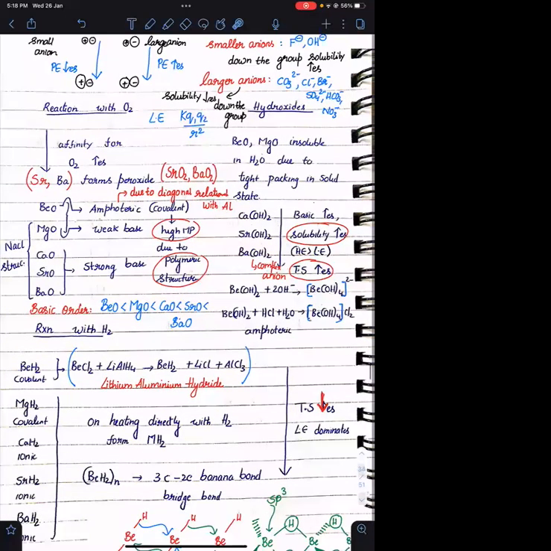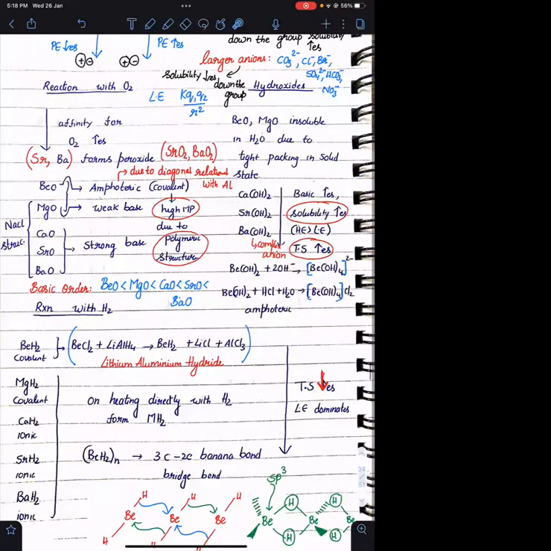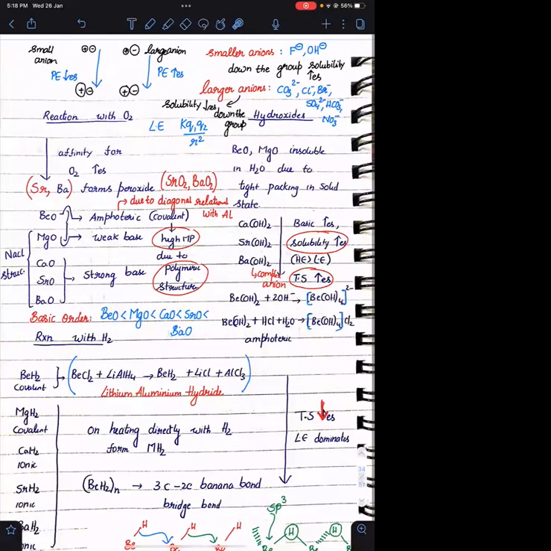Hydroxides: beryllium oxide and magnesium oxide are not readily soluble in water. As a result, they won't form hydroxides easily. That is because of their strong packing in the solid state. All the others can easily form hydroxide, and down the group, the basic strength increases because of the increase in metallic nature. Okay, basic strength increases.